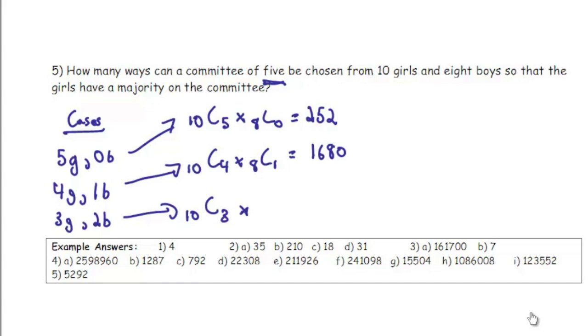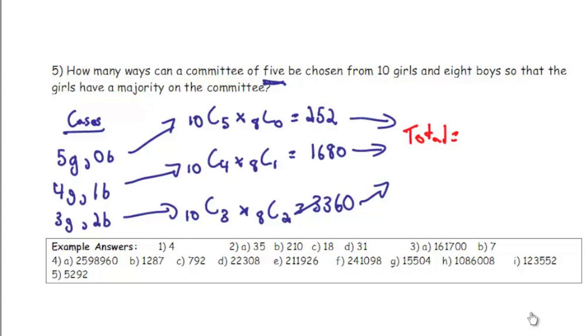4 girls and 1 boy. Well, same idea. 10 choose 4 times 8 choose 1, and you'll end up with 1,680. And finally, we have 10 choose 3 times 8 choose 2, and that's equal to 3,360. Again, should not be surprising that the number increased as the number from each set increased as well. If all girls, no boys, it would obviously be a lot less than if some girls and some boys.